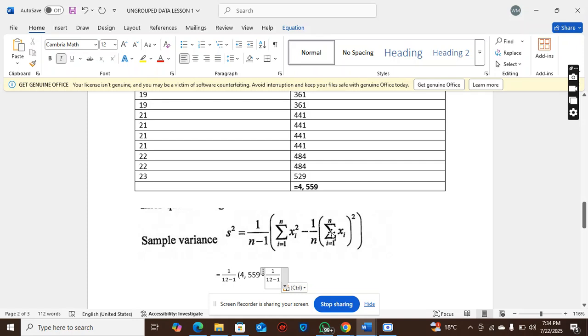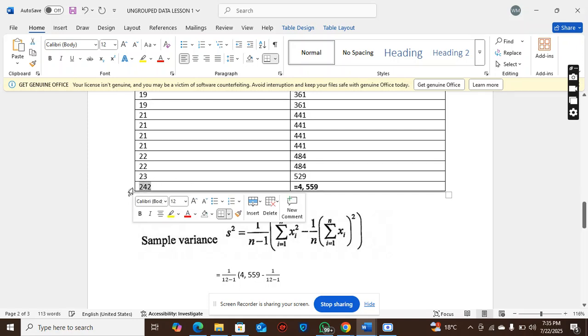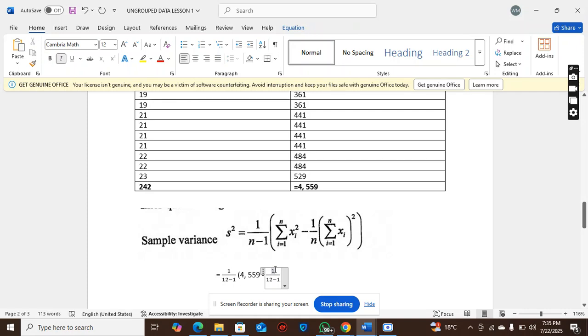Here, this summation of x squared is the 242 which we got when we added the cells. When you added the cells, the total was 242. So I'm going to say 242 squared divided by n, which is 12.